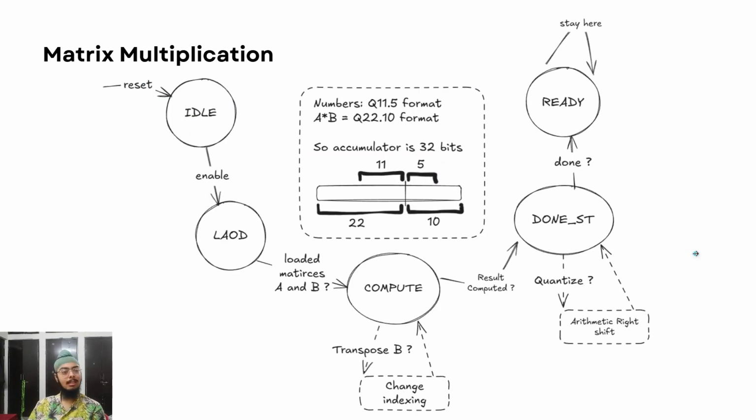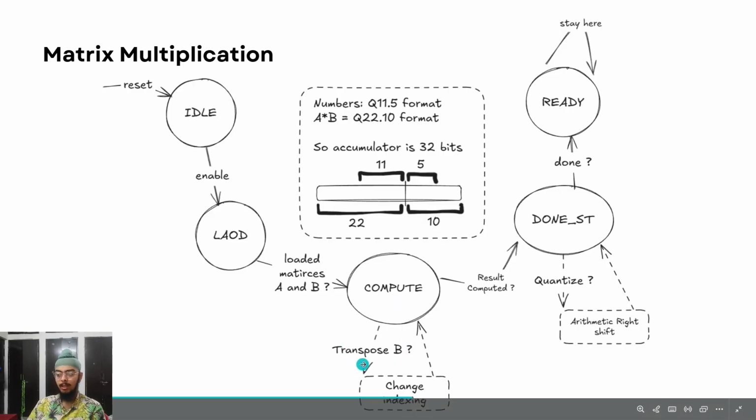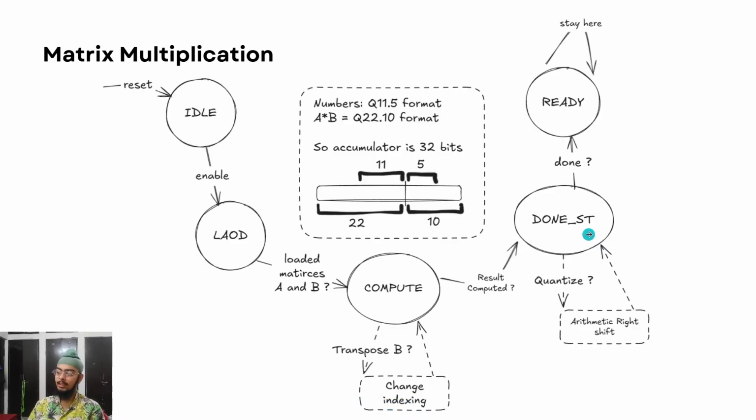Now, how does matrix multiplication happen in our implementation? It's a standard row cross column matrix multiplication which we have implemented. Once we have loaded the matrices A and B, then we compute. We check if we have to transpose B, then we just interchange the indices. Suppose we were doing B(i, j), we just do B(j, i). And once the result has been computed, we move to the done state.